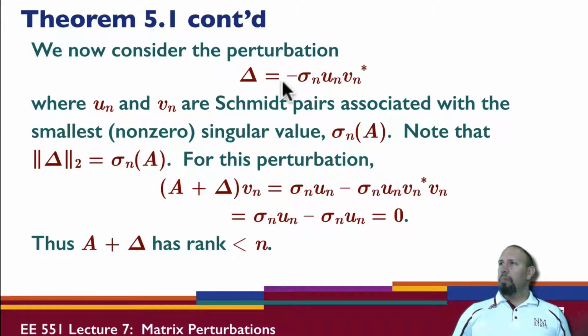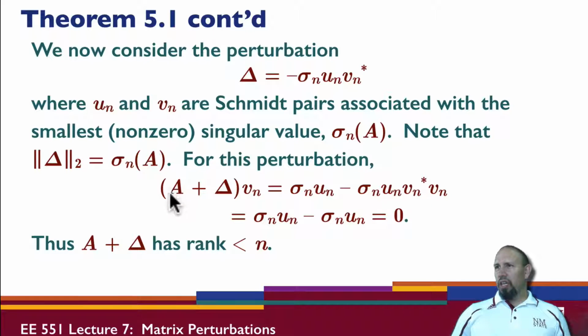And now we consider a perturbation of this form, a dyad. U_n and V_n are Schmidt pairs associated with the smallest singular value. Another way of saying it, these are singular vectors associated with the smallest singular value. And we can show that this dyad has norm sigma n. So we plug that in as a perturbation and multiply by V_n. This is our vector x, and we can go through and show that we get 0.